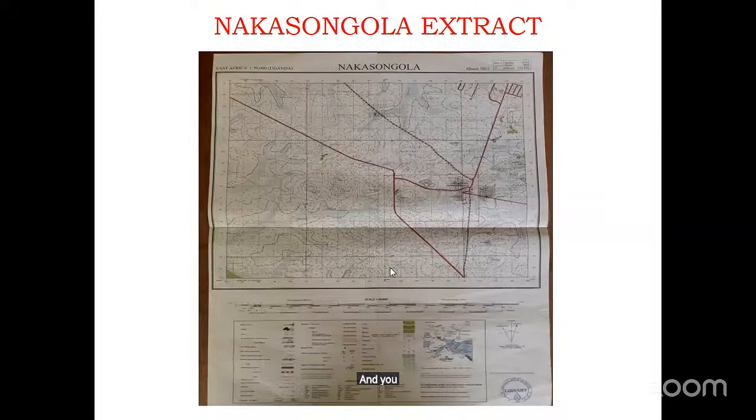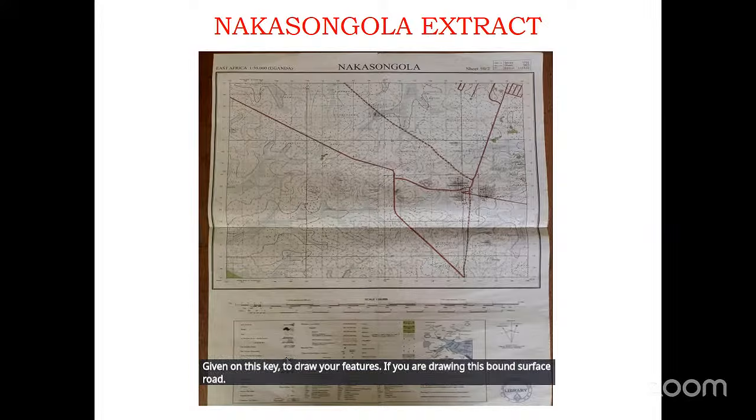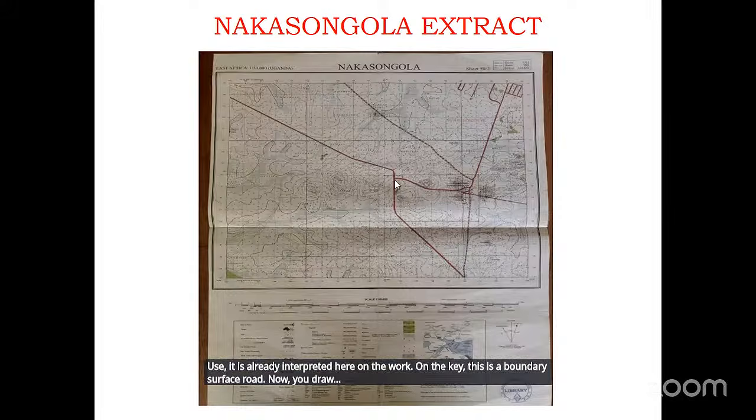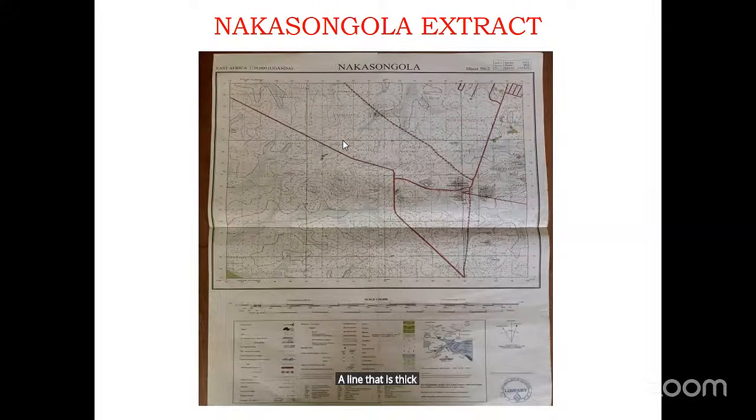And you put the features. Now, another skill: use the symbols given on the key to draw your features. If you are drawing a bound surface road, it is already interpreted here on the key. This is a bound surface road. Now, you draw a line that is thick and you write here "bound surface road."